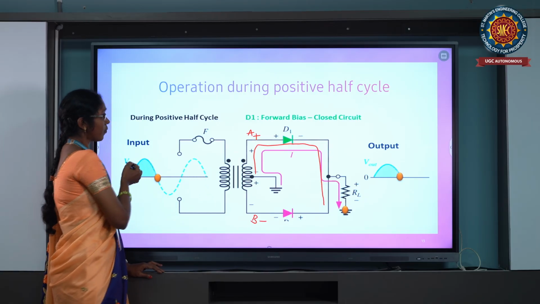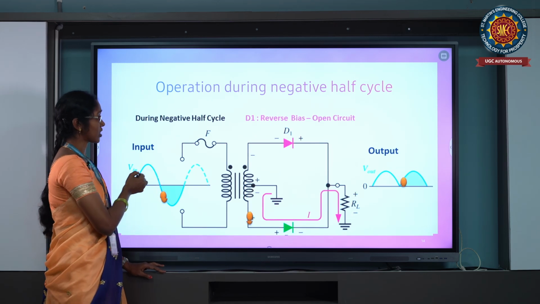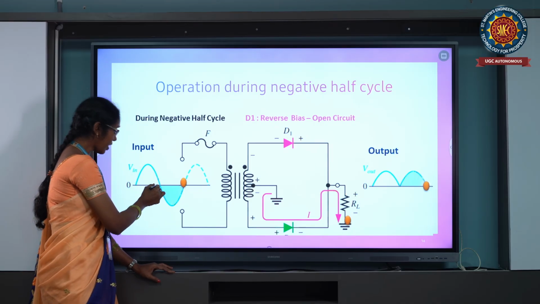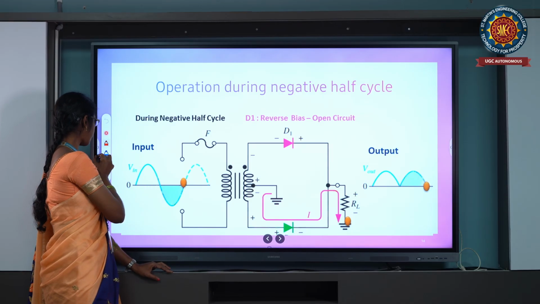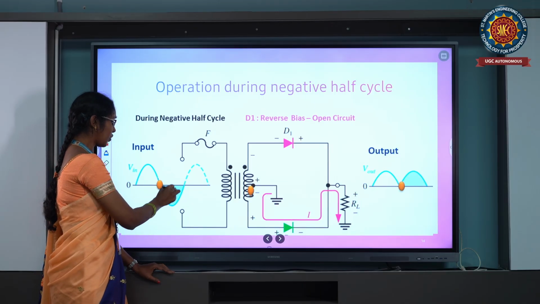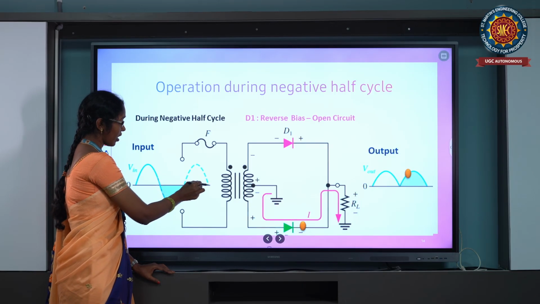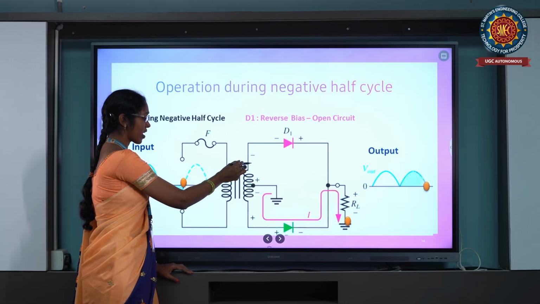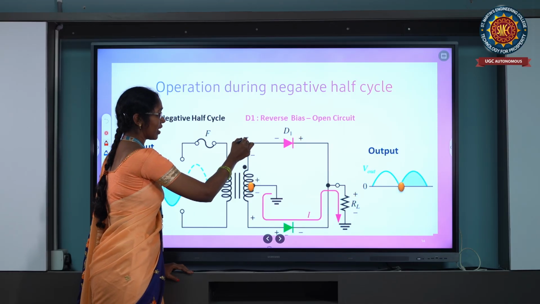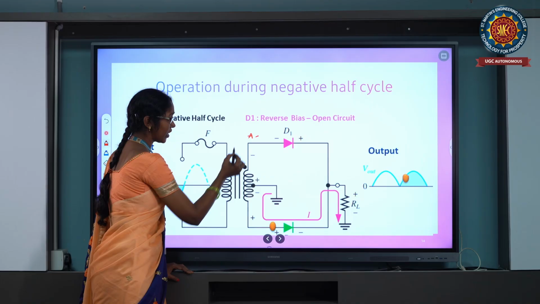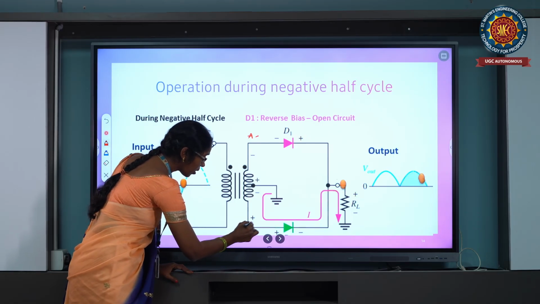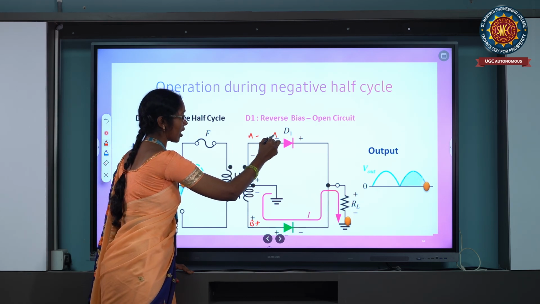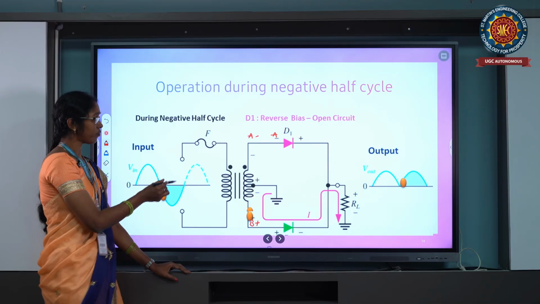Next one, operation during the negative half cycle. Here we are applying a negative AC voltage to the primary winding of the transformer. At the secondary winding, we get that negative voltage. Due to that, the A terminal becomes negative and the B terminal becomes positive. That negative voltage is given as input to the anode terminal of the diode.